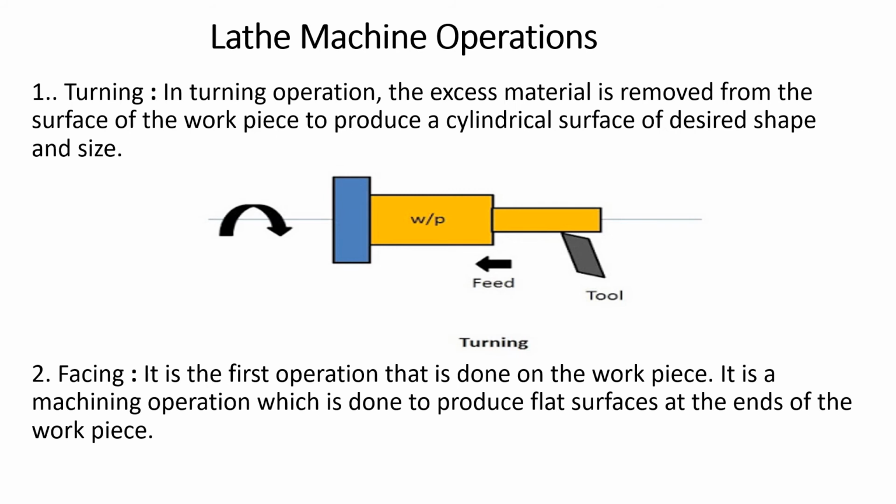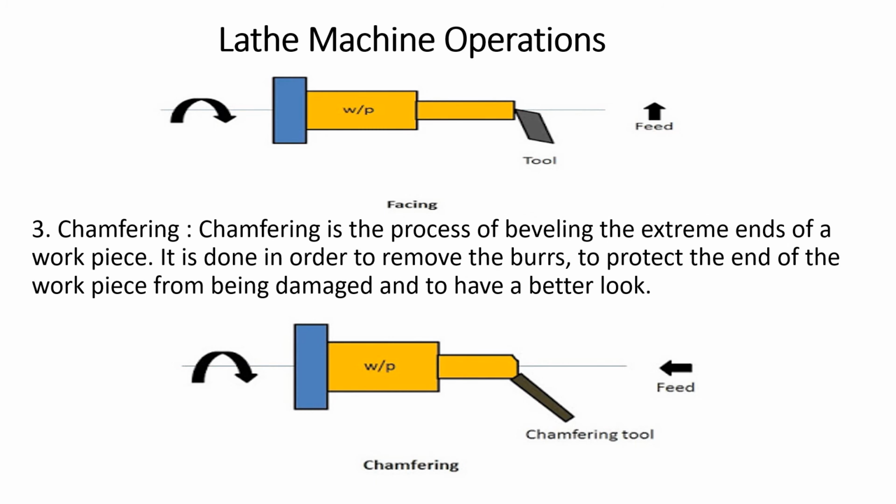Turning produces cylindrical shapes. In this diagram we can observe the rotating symbol given to the workpiece. The workpiece is rotating and the tool moves to the left side in the diagram. Feed is nothing but the motion of the tool. It reduces the diameter. Facing is another operation. It produces the flat surface of the workpiece. The workpiece is rotating, the tool is placed at the end of the workpiece, feed is given in the up direction, so the tool moves up.